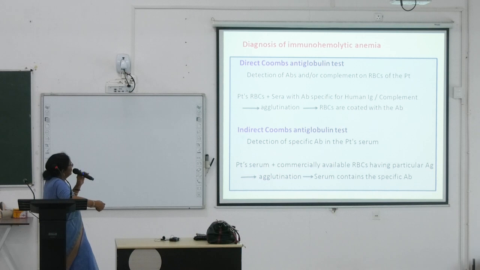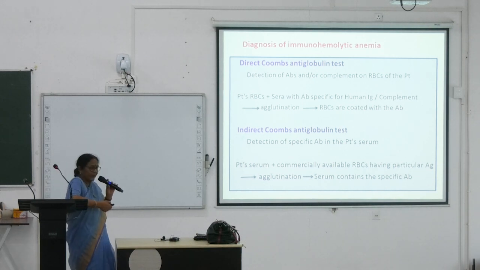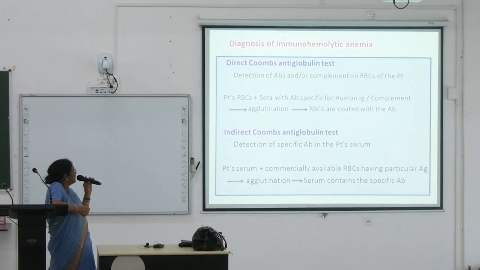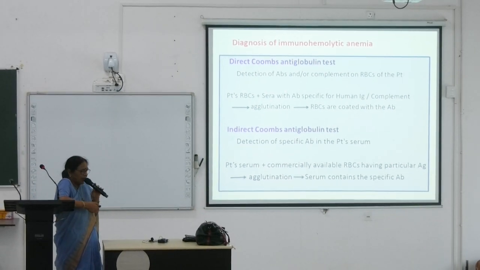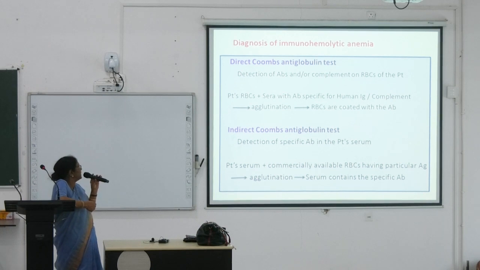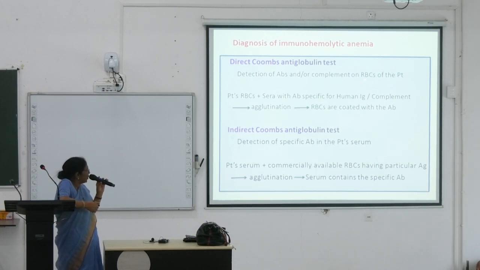Now, diagnosis of immune hemolytic anemias is mainly done by two tests, either the direct Coombs test or the indirect Coombs test. In direct Coombs test, what is our intention? To detect the antibodies and/or complement present on the RBC of the patient.